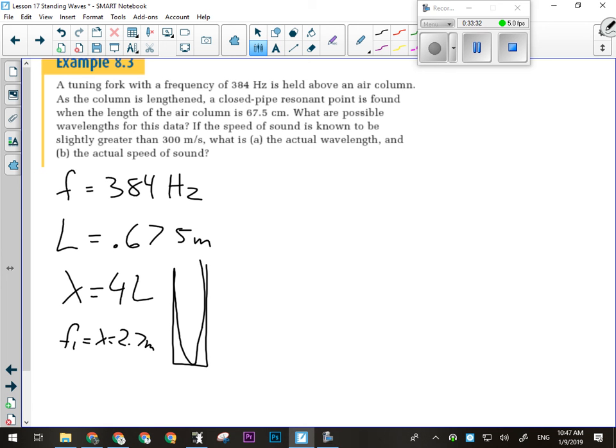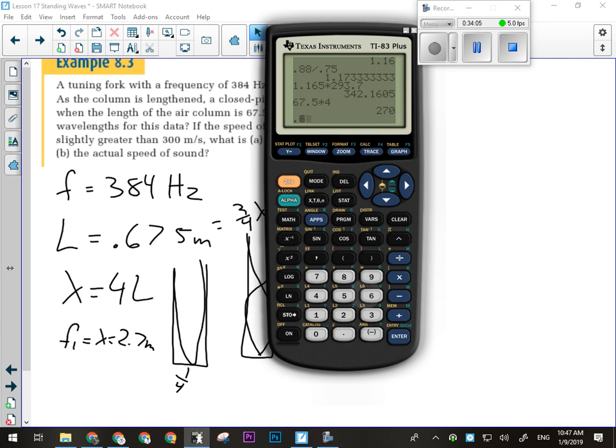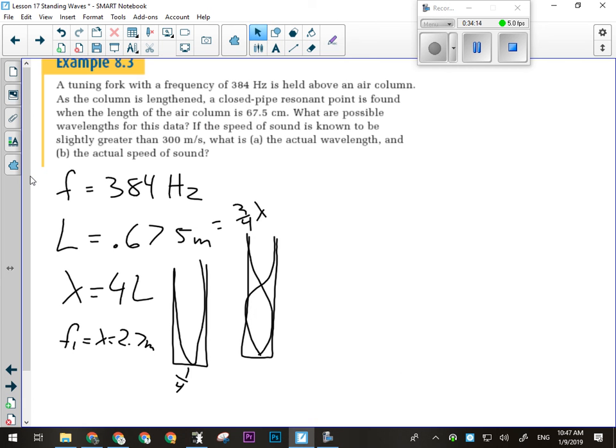If it wasn't the first one, then it could have been the second resonant point. And at the second resonant point, this was 1/4. How many wavelengths are here? 3/4. So if it was the second resonant point, then the 0.675 is equal to 3/4 of a wavelength. So I take this 0.675 and I divide by 3/4. If it was the second one, that means the wavelength of the sound is 0.9 meters.